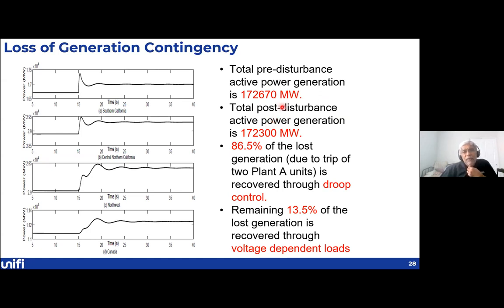So when we do the careful analysis, 86.5% of the lost generation due to the loss of those two units is recovered through droop control. Then, because there was a slight drop in voltage, the remaining 13.5% of the lost generation is recovered through voltage dependent loads. So basically, this control reacted very well to the changes in the system. The surrounding areas supported the area in need very actively, and flow all the way from the Northwest through Northern California, and Southern California was able to meet the requirement.